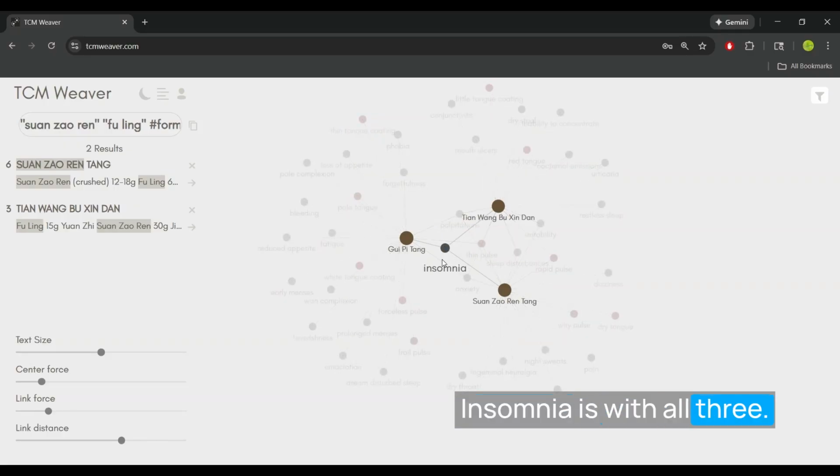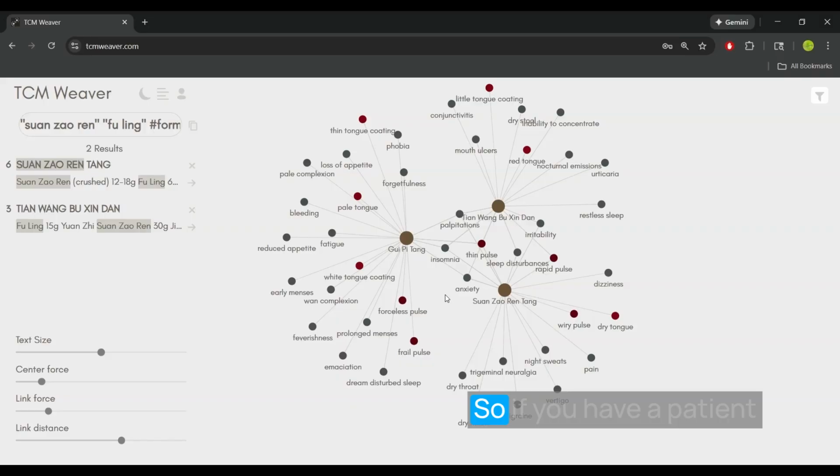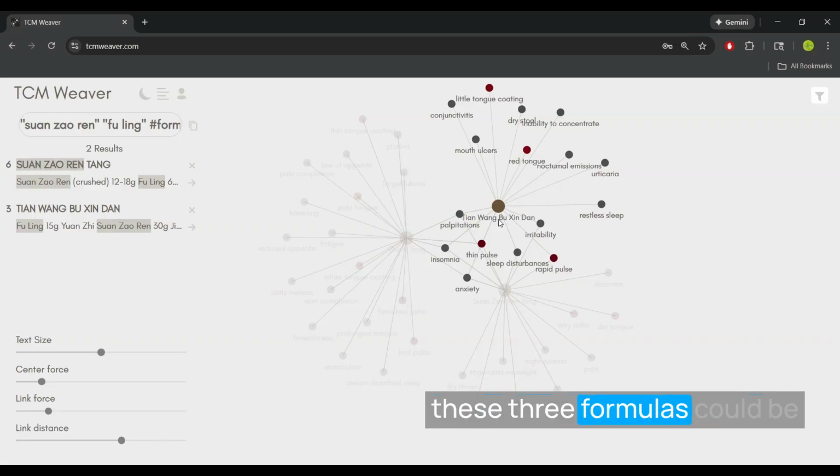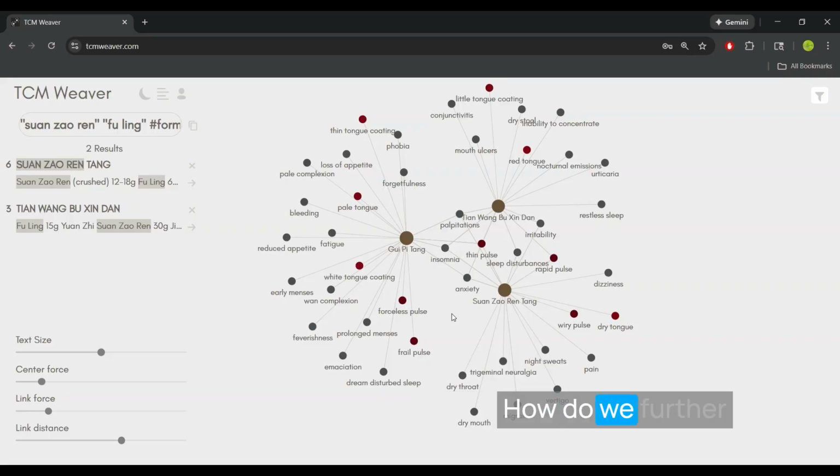Insomnia is with all 3. Anxiety goes to all 3. And a thin pulse goes to all 3. So if you have a patient who has insomnia, anxiety, palpitations, and is a bit deficient, has a thin pulse, all of these 3 formulas could be something you are considering. How do we further differentiate?